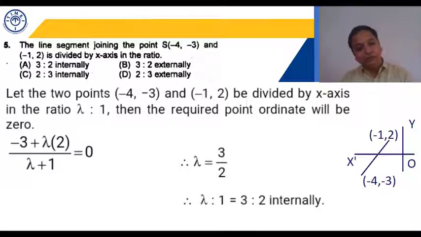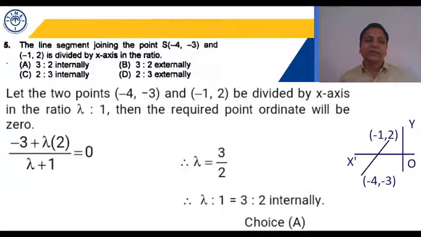Internally we know even before starting the question, because we just imagine the points. One point lies in the third quadrant, the other in the second quadrant, so the line joins them in this particular manner and is divided by the x-axis. The point has to be between these two points, so options B and D are straight away ruled out before starting the question. I hope this is clear. So lambda is to 1 is 3 is to 2 internally. That is choice A, so we mark our answer as choice A.